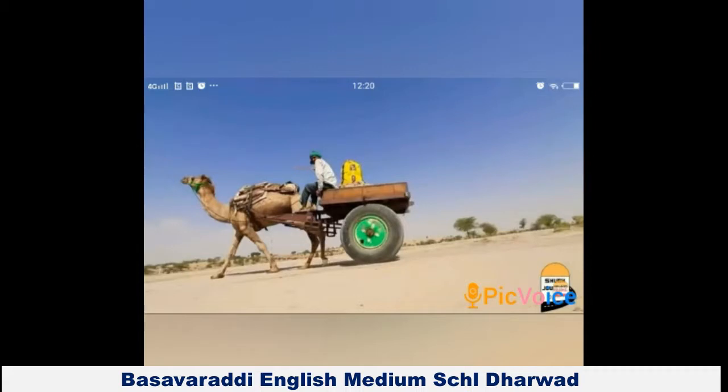Life in the region. Jaipur is the capital of Rajasthan. The state shares its boundaries with Pakistan in the west, Gujarat in the southwest, Madhya Pradesh in the southeast, Uttar Pradesh and Haryana in the northeast, and Punjab in the north.